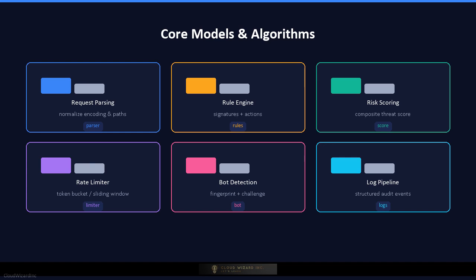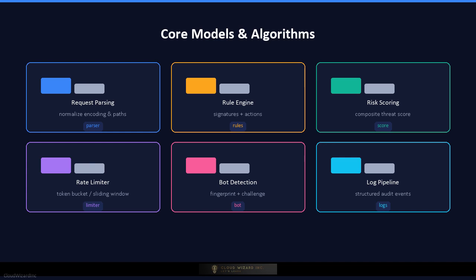The scoring model combines threat signals from signatures, IP reputation, behavioral anomalies, and bot classification into a risk score that can drive dynamic decisions. The rate limiter maintains counters per key using sliding windows or token buckets and supports both hard limits and adaptive throttling.